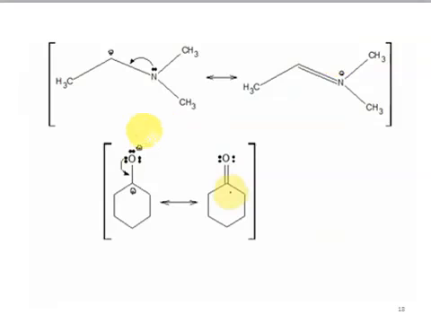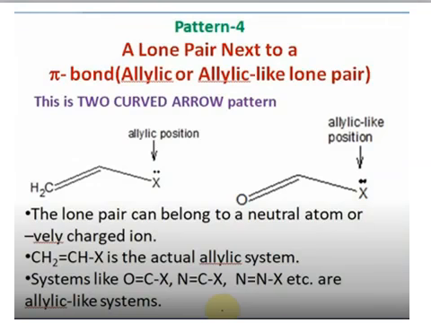Right? Similarly here, we have a cyclic system. The system is not conjugated, but you can see easily that in order to convert this form, what we do is shift the pi electrons towards oxygen, so carbon will get positive and oxygen will get this negative charge here. The third pattern is when we have a lone pair next to a pi bond, right?